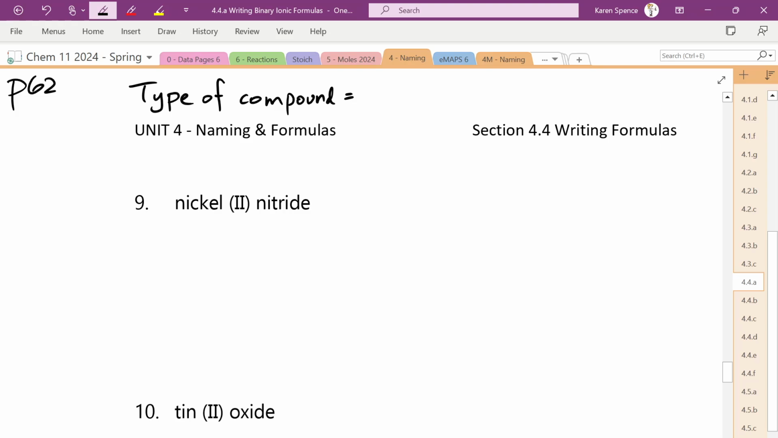What is the type of compound? Ionic. How do we know? If you're not answering the question, you are not talking. Got it? Okay, so the type of compound is ionic, and it's because it begins with a metal.